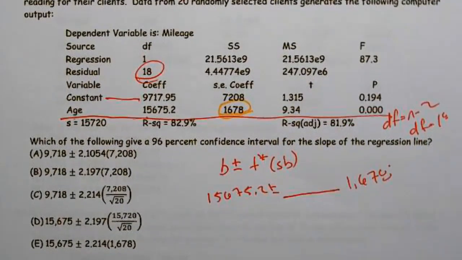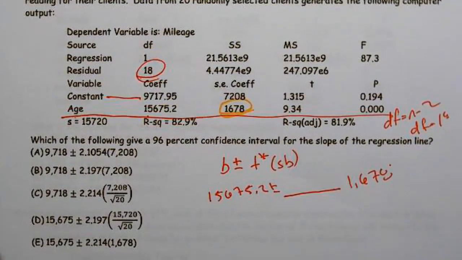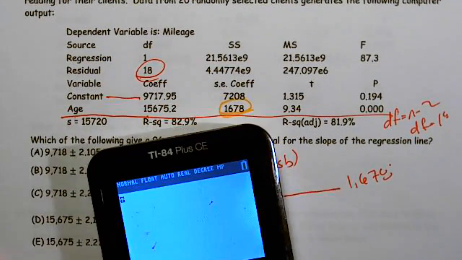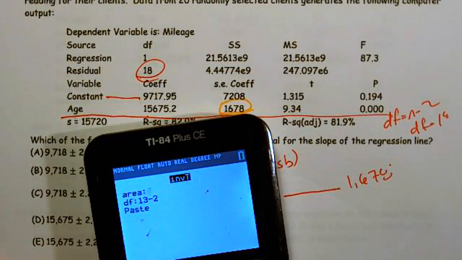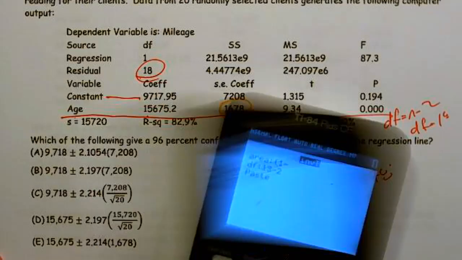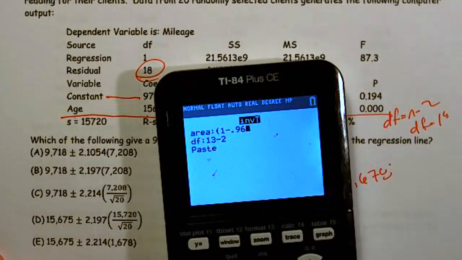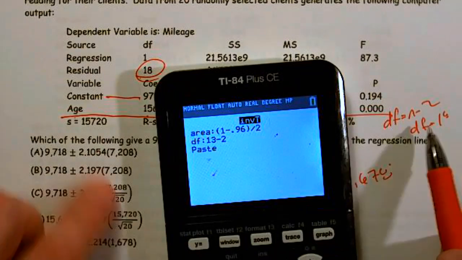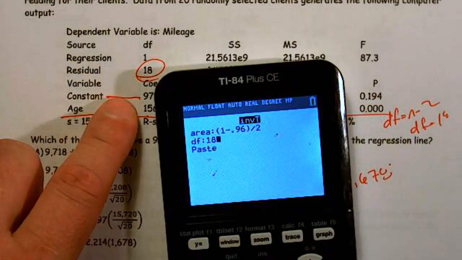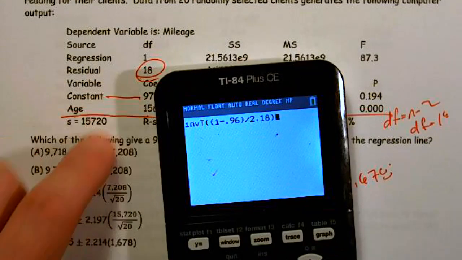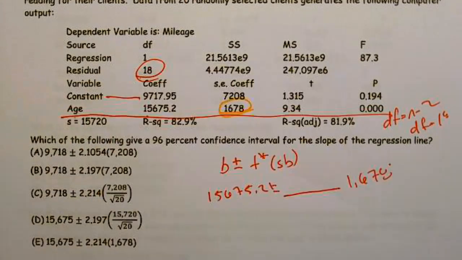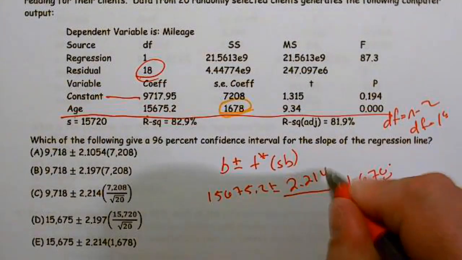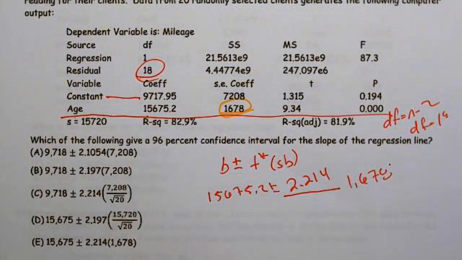And I need to go ahead and calculate my t star at this point. So second vars, inverse t, parenthesis 1 minus 0.96, divided by 2. Degrees of freedom is 18, or 20 minus 2. And I get 2.214, which in this case means that E is my answer. All right.